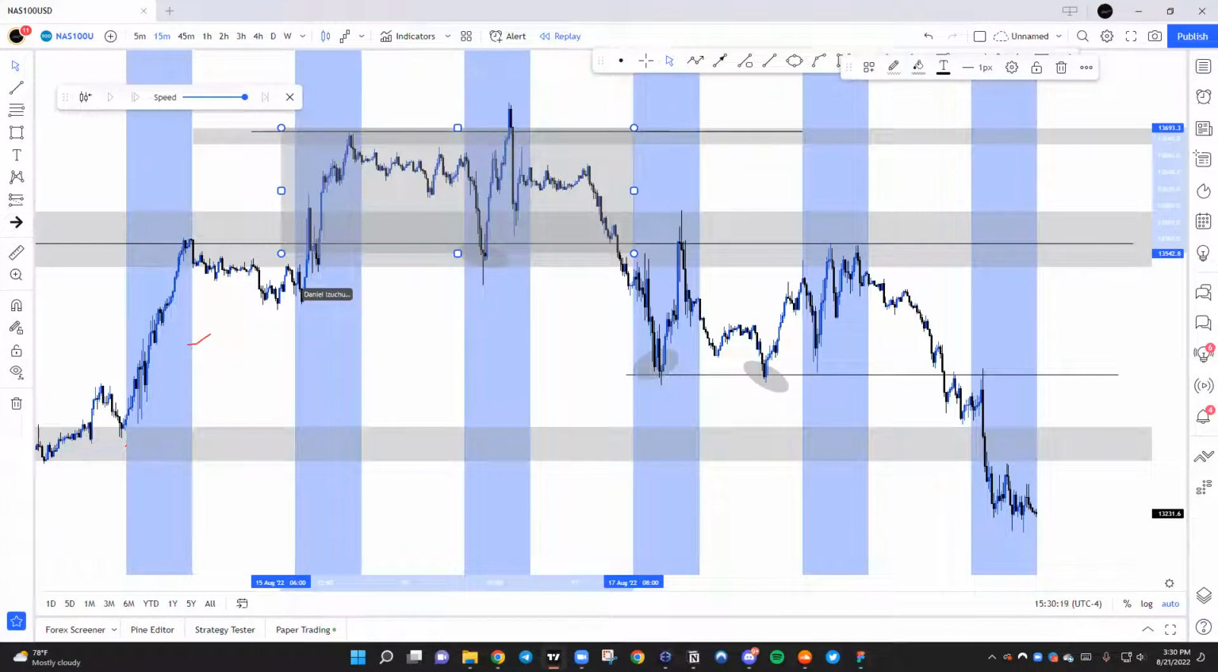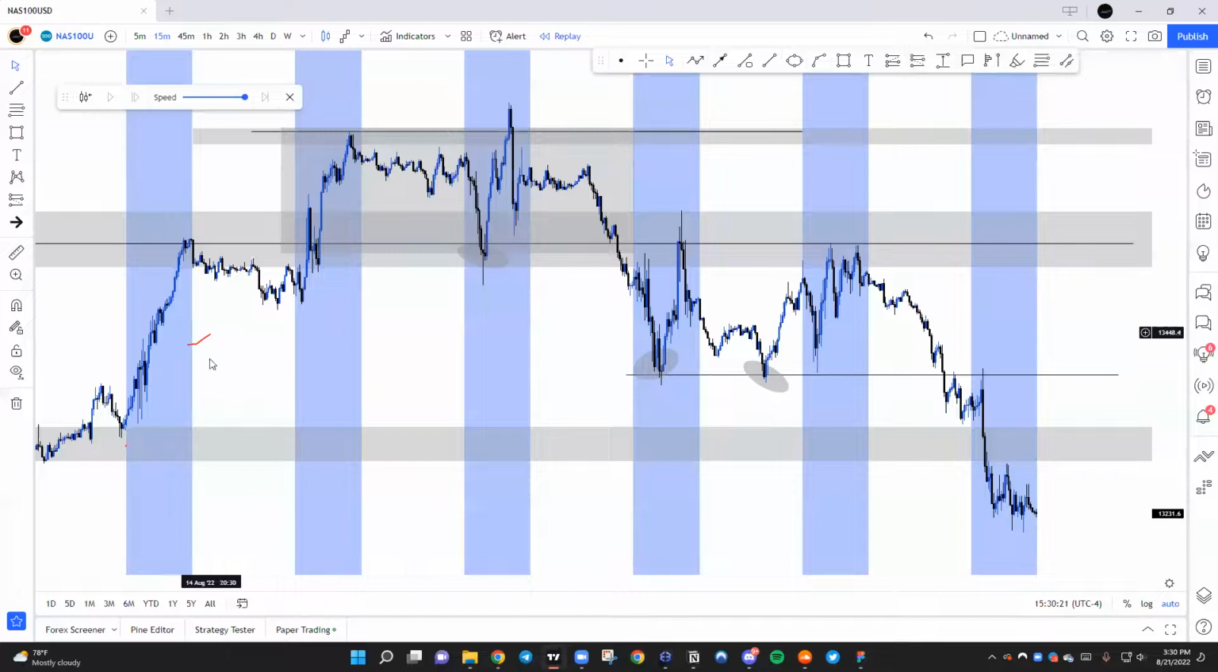Can you talk about market structure and the bias of trends? Stop drawing on my screen, please.